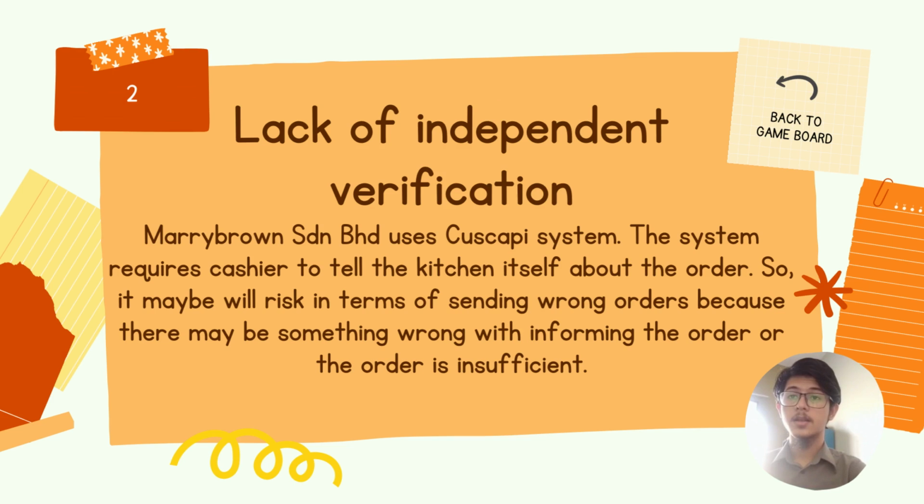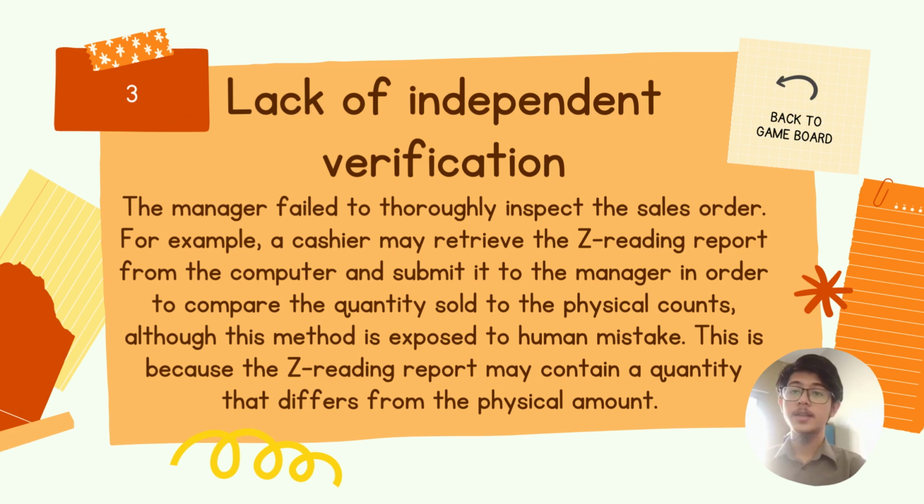The second is lack of independent verification. MarryBrown Sundara Berhad uses a two-chapi system. The system requires the cashier to tell the kitchen about the order themselves. So, it may risk sending wrong orders because there may be something wrong with informing the order or the order is insufficient. The last weakness of MarryBrown Sundara Berhad is lack of independent verification. It is the same weakness but in a different explanation.